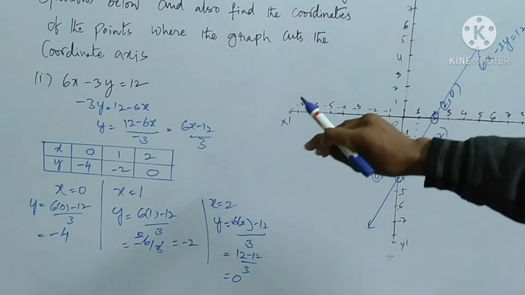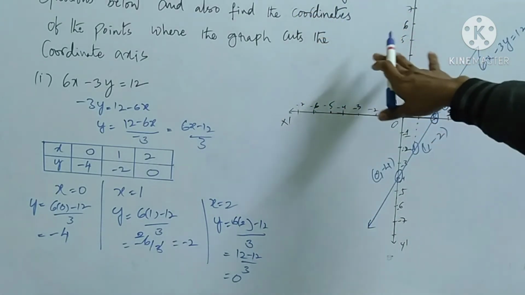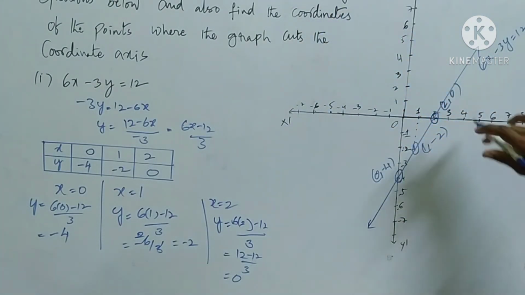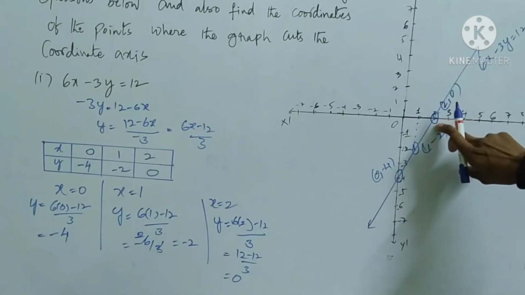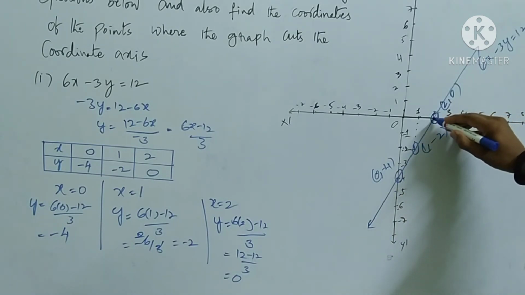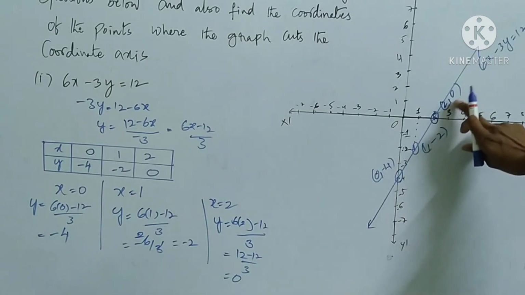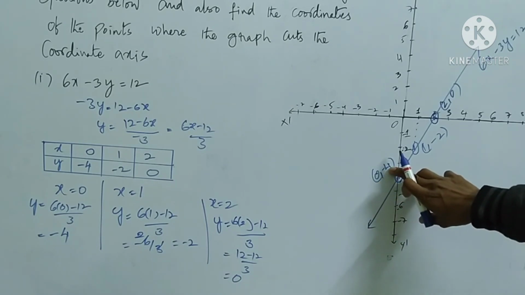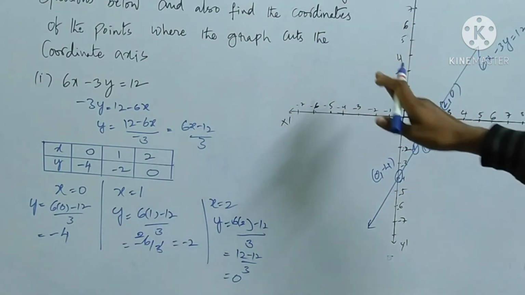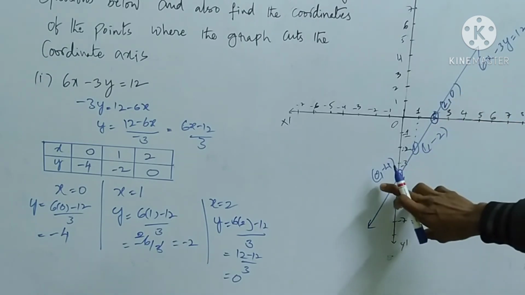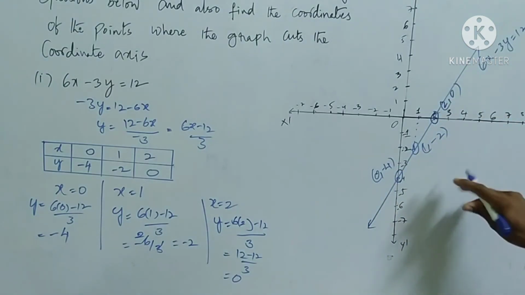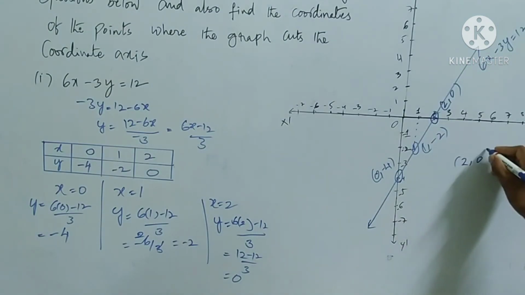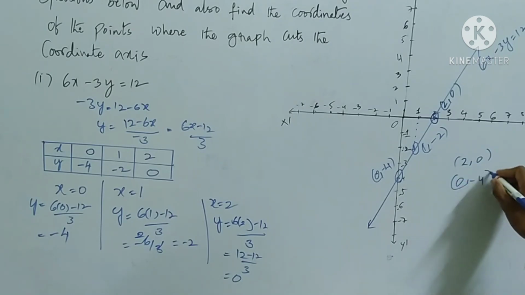Draw the graph of each of the following equations is completed. And also find the coordinates of the points where the graph cuts the coordinate axes. Here the graph cuts the coordinate axes at x here, that is 2 comma 0, and at y here, that is 0 comma minus 4. The graph cuts the coordinate axes at 2 comma 0 and 0 comma minus 4. This is the solution of the second part.